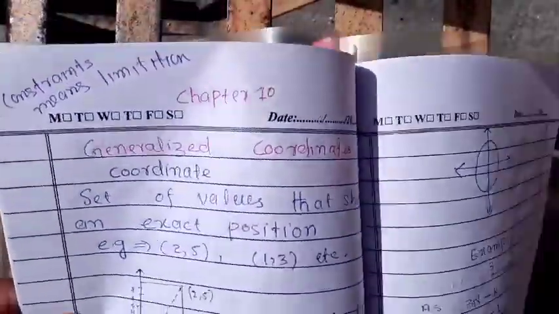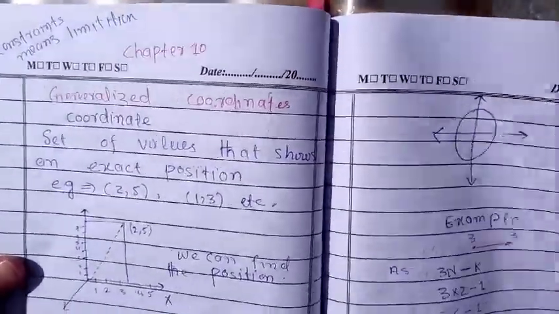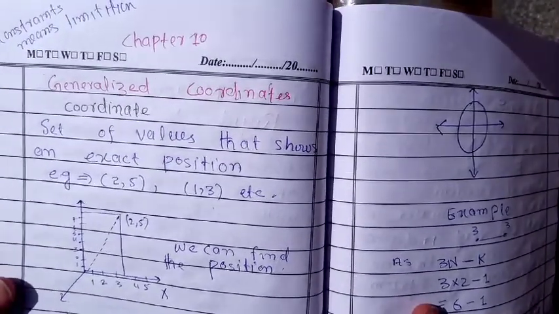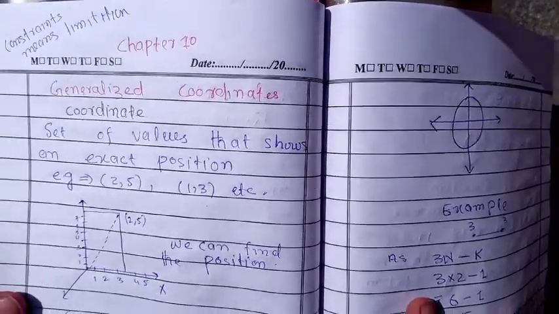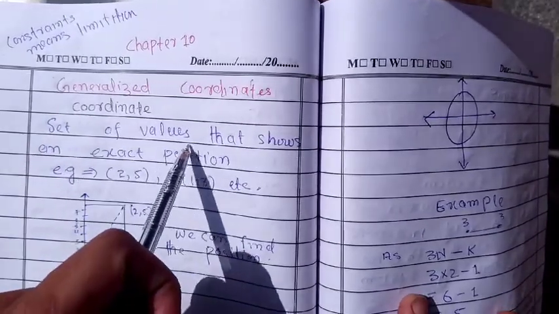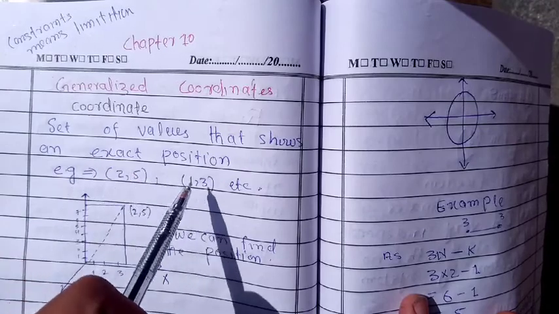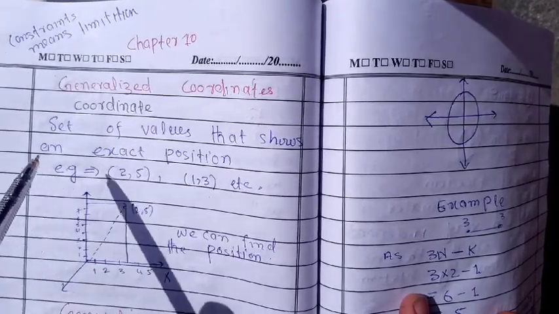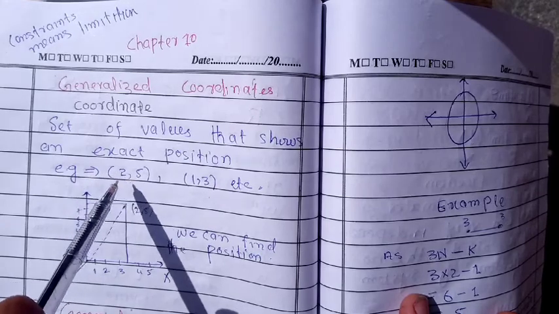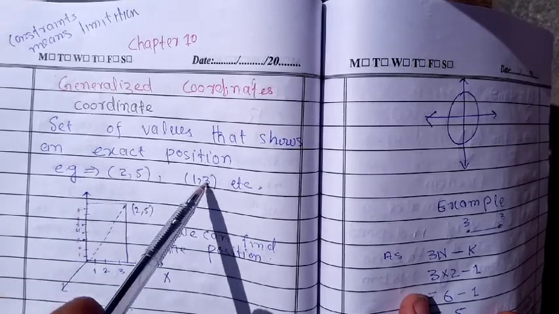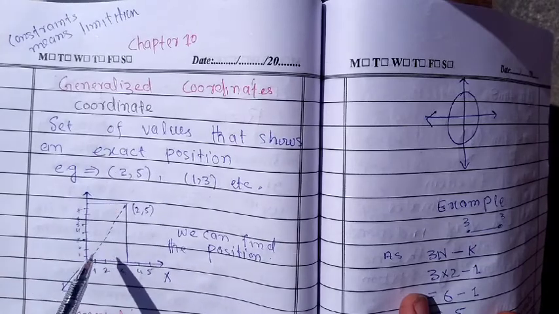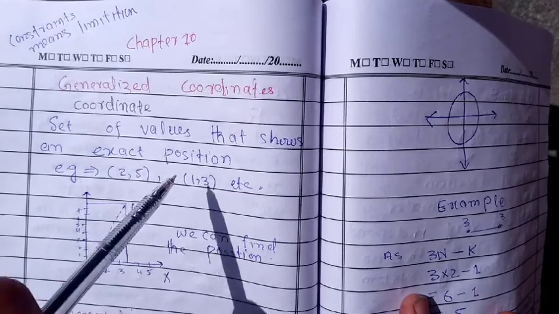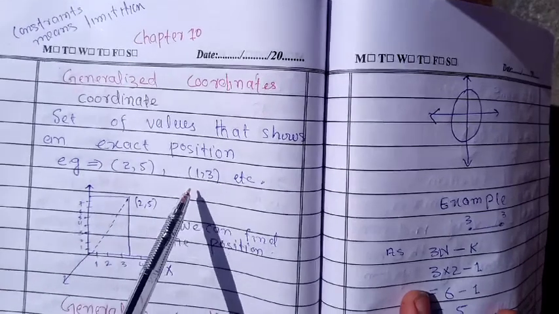To know the generalized coordinates, we have to know the coordinates. What is a coordinate? It is a set of values that shows an exact position. For example, 2 and 5 are two values, and they show an exact position. Also we can say 1, 3 shows an exact position.